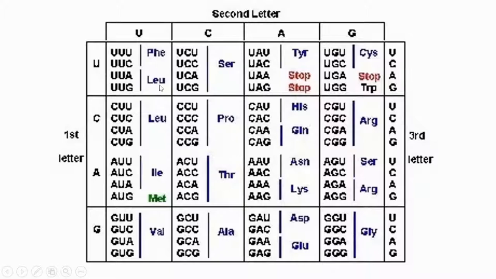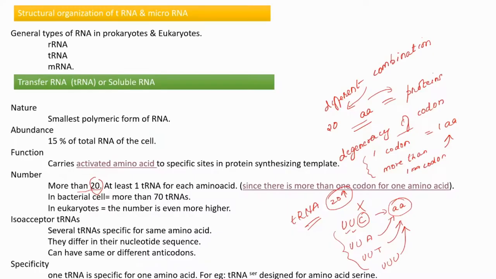Phenylalanine, leucine, serine. So many amino acids are mentioned here, and all these three codons are for the same amino acid. And this four: look at the peculiarity of the four codons, the first two letters are the same. Here also like that. That is the degeneracy of the codon.